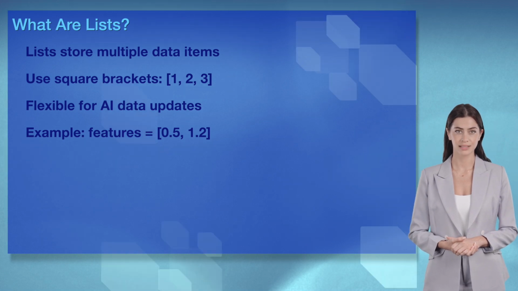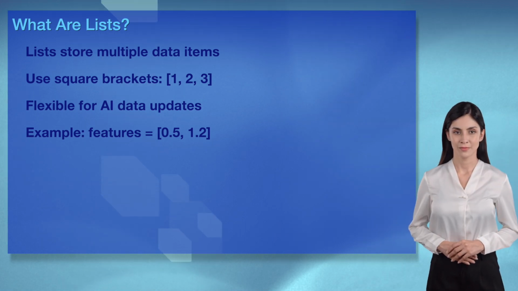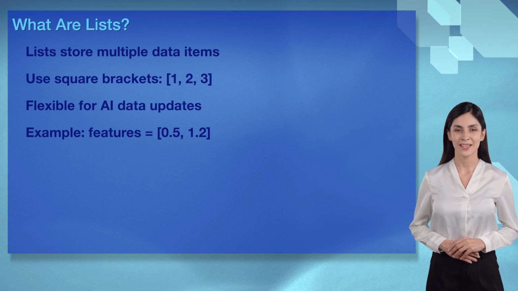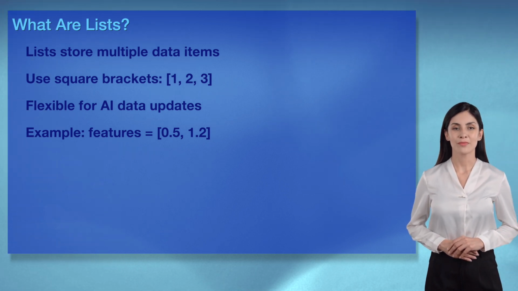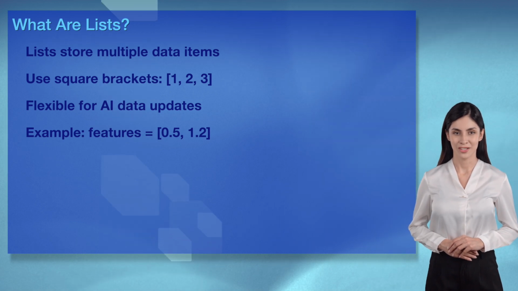Are they used a lot? Great question, Olivia. Lists are everywhere in AI. Think of storing input data for a neural network or tracking model outputs. They're flexible, so you can update them as your AI model evolves, which we'll show in our demos.